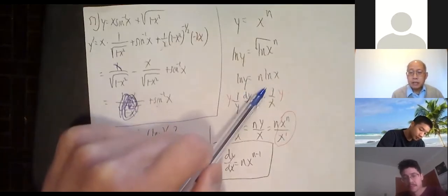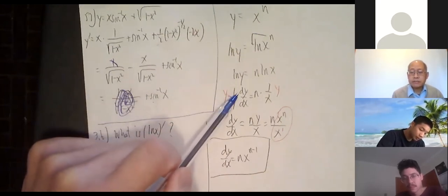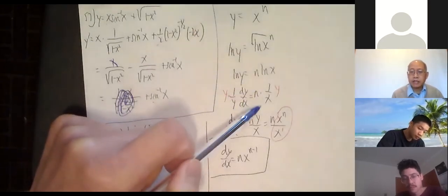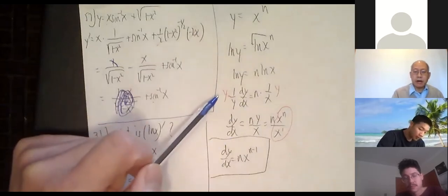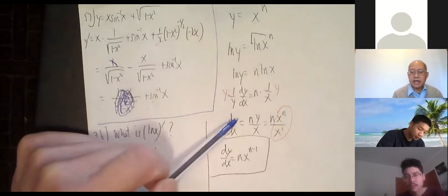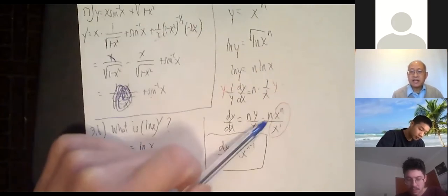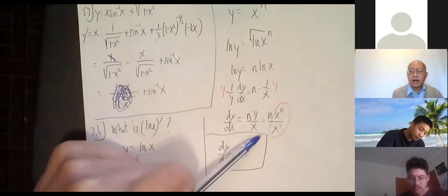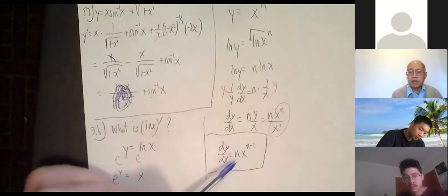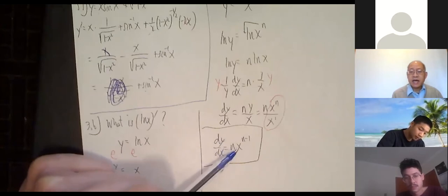Differentiate implicitly. We now know the derivative of ln y is 1 over y dy/dx equals n times the derivative of ln x, which is 1 over x. Multiply both sides by y. Clean this up, that cancels out. So dy/dx is n times y over x. What was y? y was x to the n. I have x to the n divided by x, which is x to the 1, and x to the n divided by x to the 1 is x to the n minus 1. So there it is. dy/dx is n x to the n minus 1.